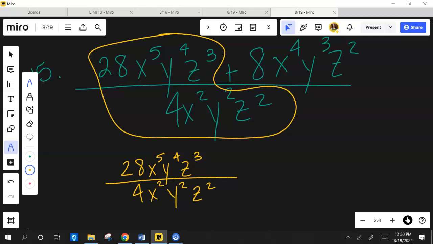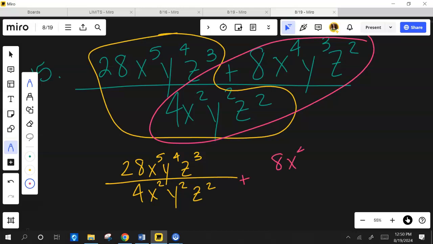Did you write it down, Max? Write it down. My second fraction. How'd you write it down? Second fraction. 8x to the 4th y cubed over... Yep.